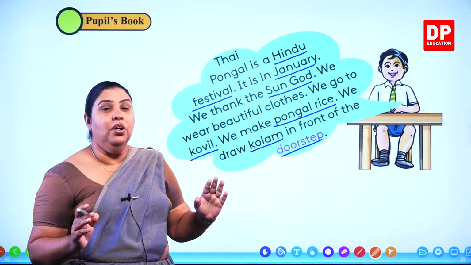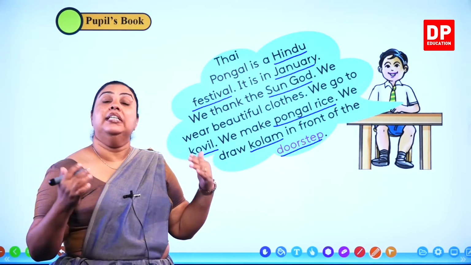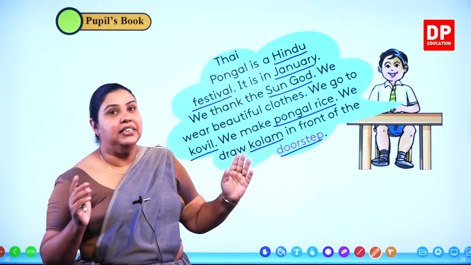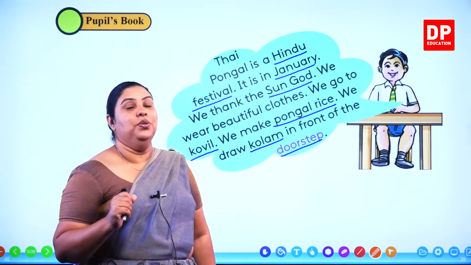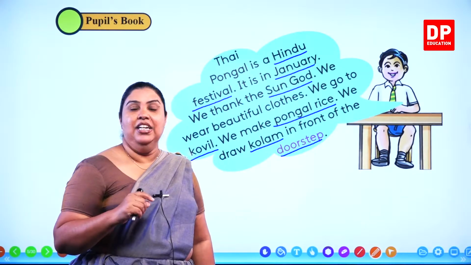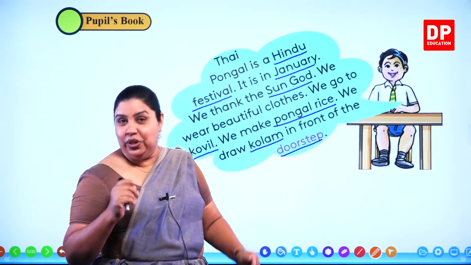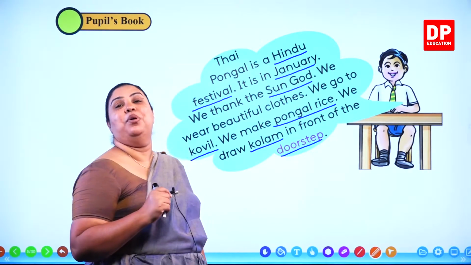So now we know what happens on the Thai Pongal day. Now let's take a look at the beautiful pictures. I have brought them for you. You can have a better understanding. You can have a look at them and enjoy this lesson. Let's see what I have brought for you.